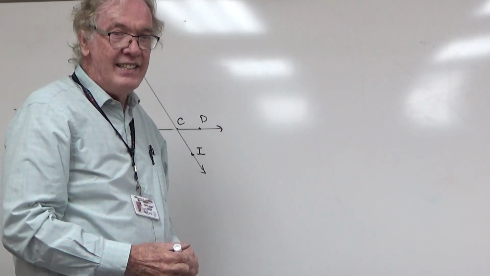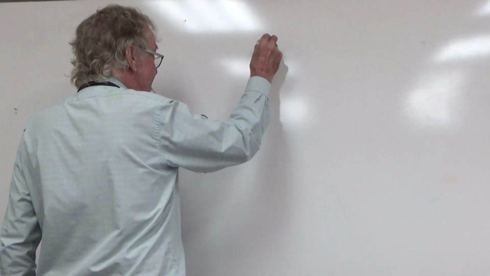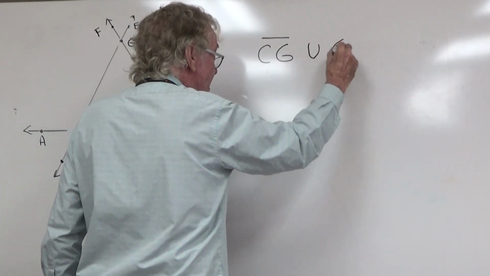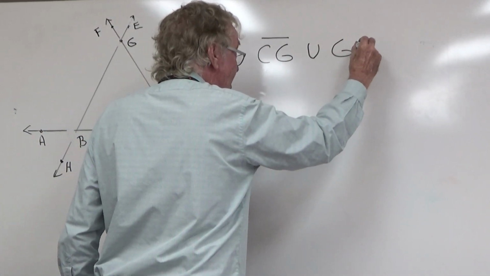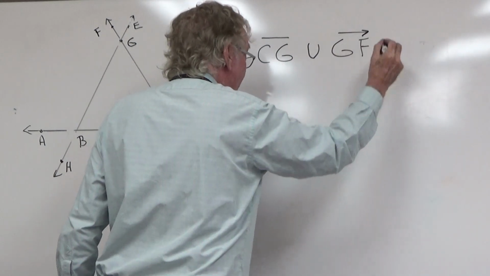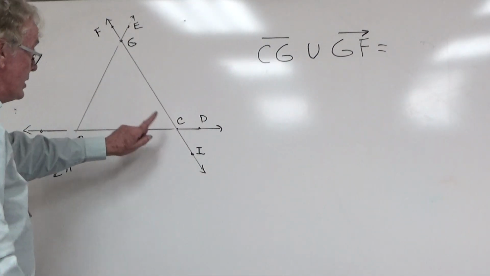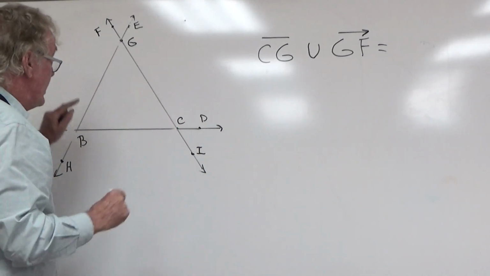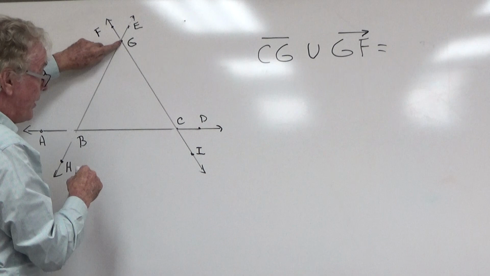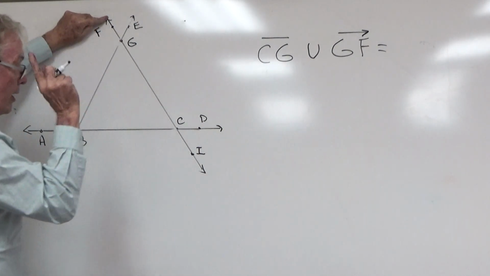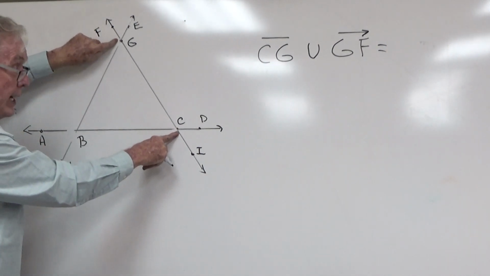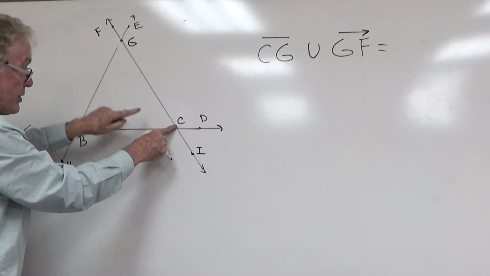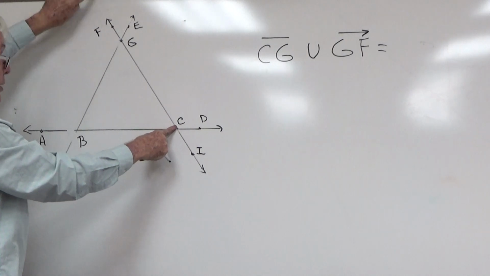All right, we've got segment CG union with ray GF. I gotta think to myself, what's on CG, starts at C, stops at G, put together with GF, the ray from G to F. The segment from C to G joined together with the ray from G through F. It looks like I'll have something that starts here, goes to G, and then keeps on going through F forever.